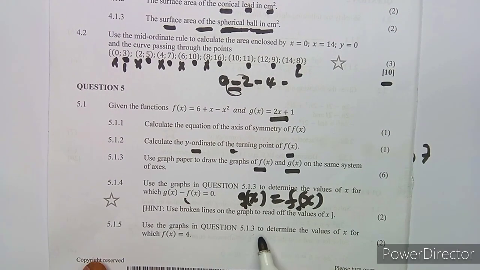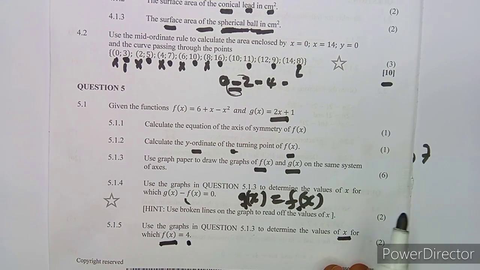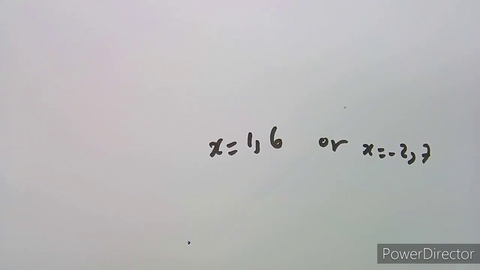Okay, so anyway, let's see another part here, where we are now given: use the graphs in question 5.13 to determine the values of x for which f(x) is equal to 4. So this time we are saying that f(x) is equal to 4.